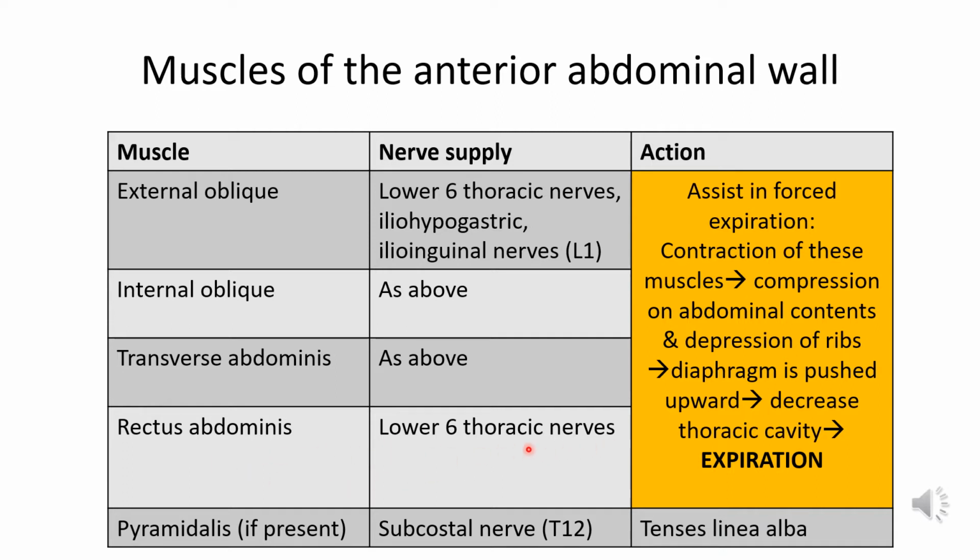Another muscle that exists in some people is known as pyramidalis muscle, which is supplied by the subcostal nerve. All of these muscles, except for pyramidalis, involve in forced expiration. Pyramidalis is thought to tense the linea alba.